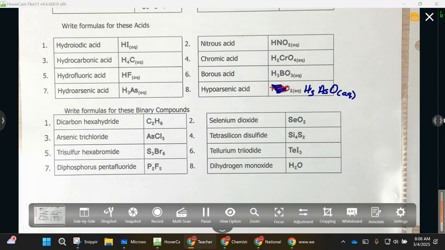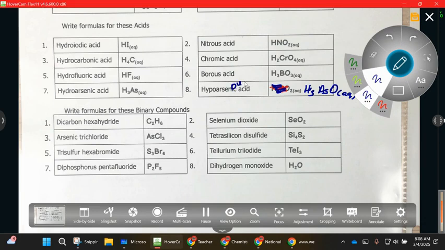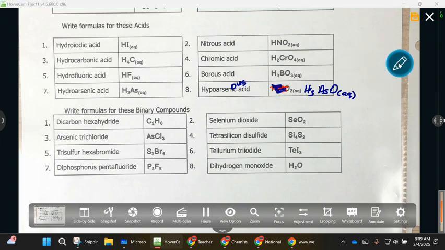And I will eventually change this before I put them back out. But since I've got them all printed, I'm not going to change it until we find all the mistakes that I have made on it. Okay? So that should be hypoarsenous, OUS acid. Okay. Any questions on the ones on the top or the ones on the bottom? Anything else you think I have wrong?